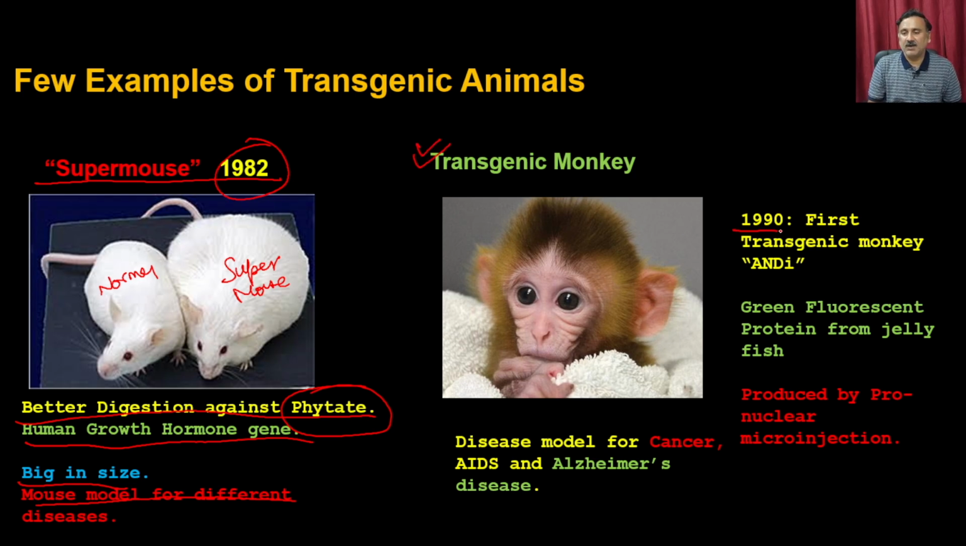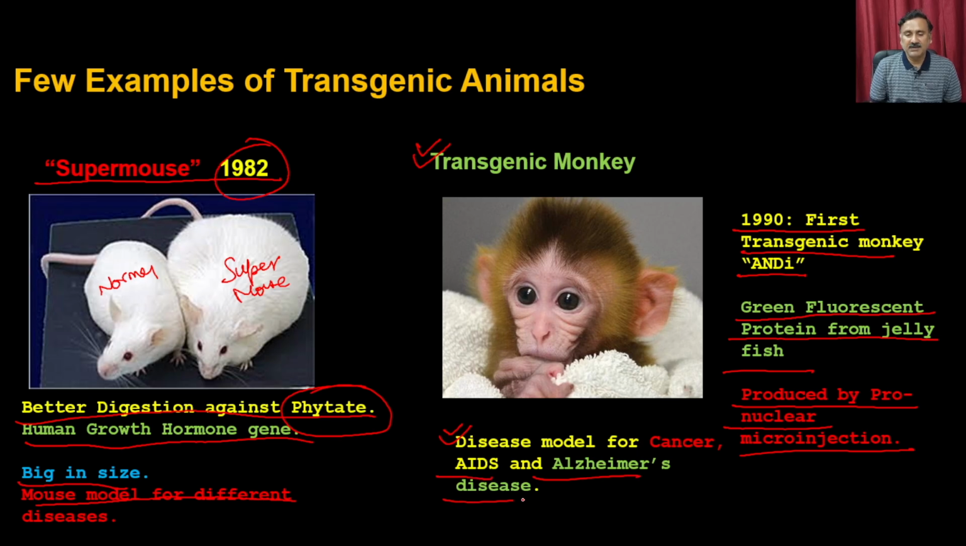Then we have the transgenic monkey. In the year 1990, the first transgenic monkey, ANDi, was developed. This transgenic monkey carried the GFP protein from the jellyfish, so it expresses the green fluorescent protein, and it was produced by the pronuclear microinjection method. It is a disease model for cancer, AIDS and Alzheimer's disease, and it is very popular.